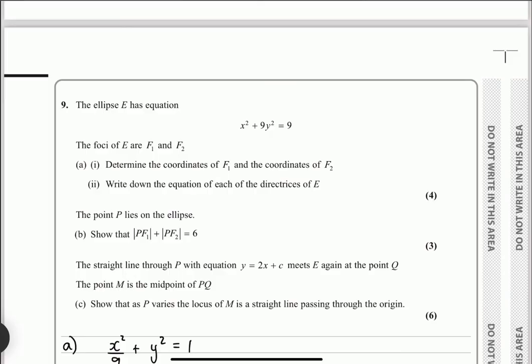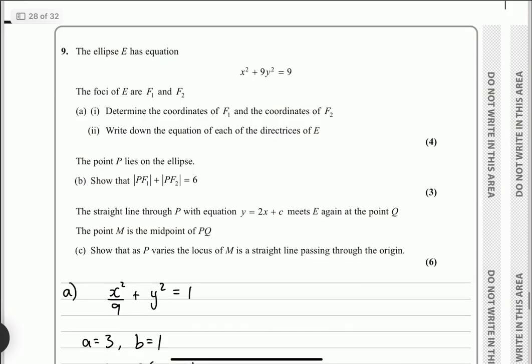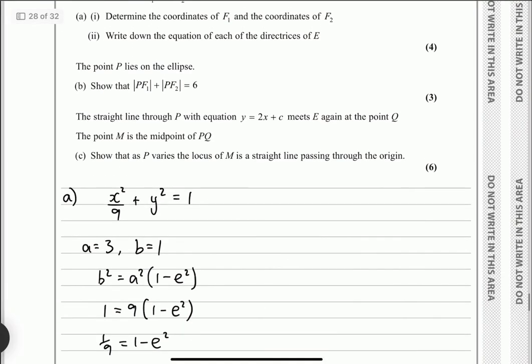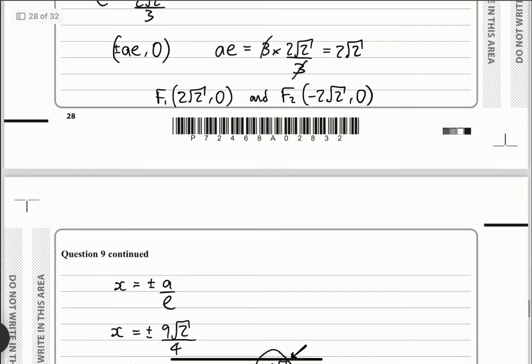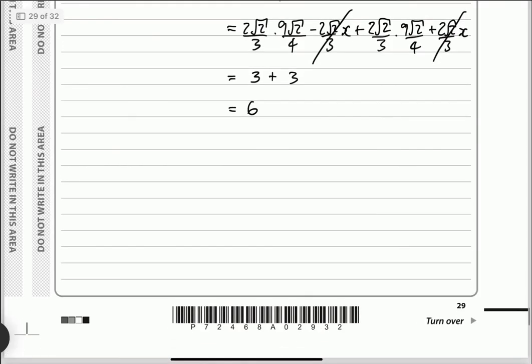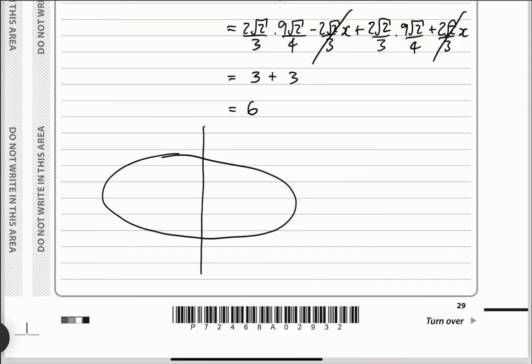Part C, the straight line through P with equation y equals 2x plus c meets E again at the point Q. The midpoint of PQ is M. Show that as P varies, the locus of M is a straight line passing through the origin. Okay, let me try and visualize what's going on here. Here's our ellipse, kind of. Pretend that that is an ellipse. Oh dear.